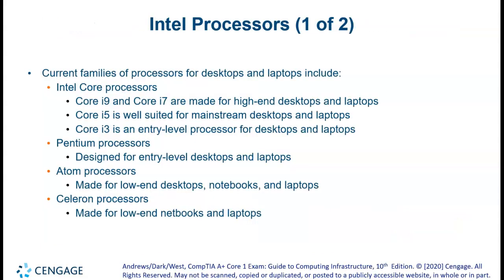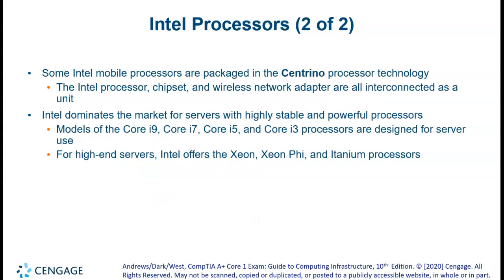Here's the quad core, which means 4 different CPUs. Current families of processors for desktops and laptops include the Intel Core processors. The Core i9 and Core i7 are made for high-end desktops and laptops. The Core i5 is well suited for mainstream desktops and laptops, and the i3 is an entry-level processor for desktops and laptops. The Pentium processors are designed for entry-level desktops and laptops. The Atom processor is made for low-end devices, and the Celeron for low-end notebooks and laptops.